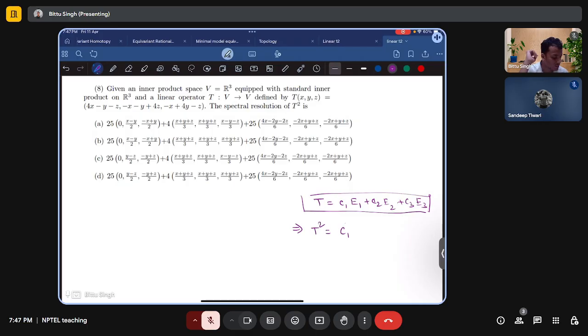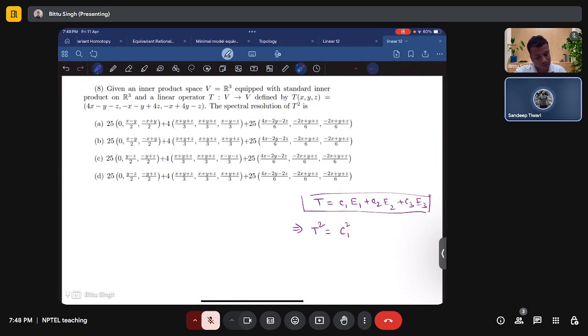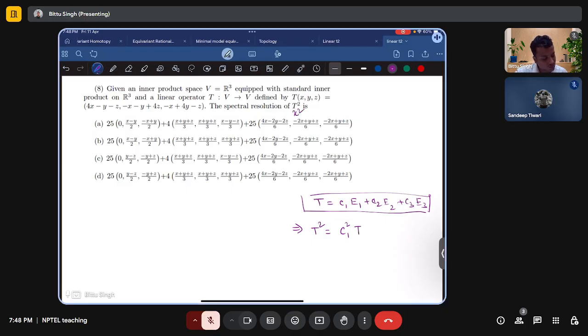We have already seen that this is the same. If you take any polynomial, apply that polynomial on the coefficients, right? Take the polynomial as x square. So apply x square on C1, that will give C1 square. So we are getting C1 square E1 plus C2 square E2 plus C3 square E3.